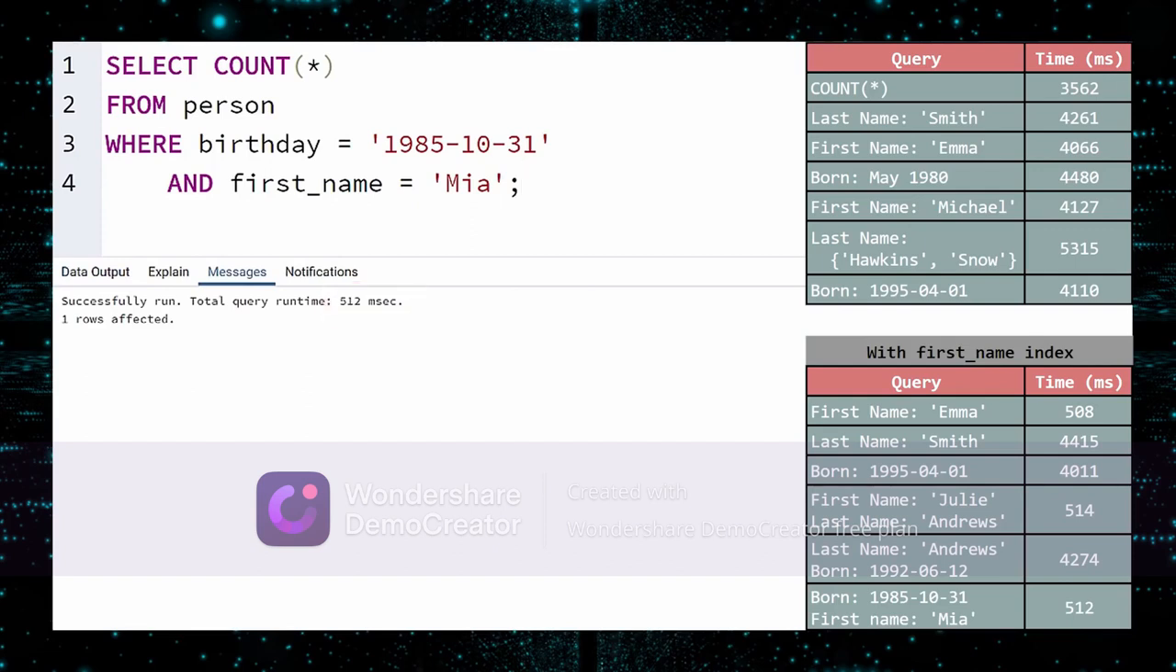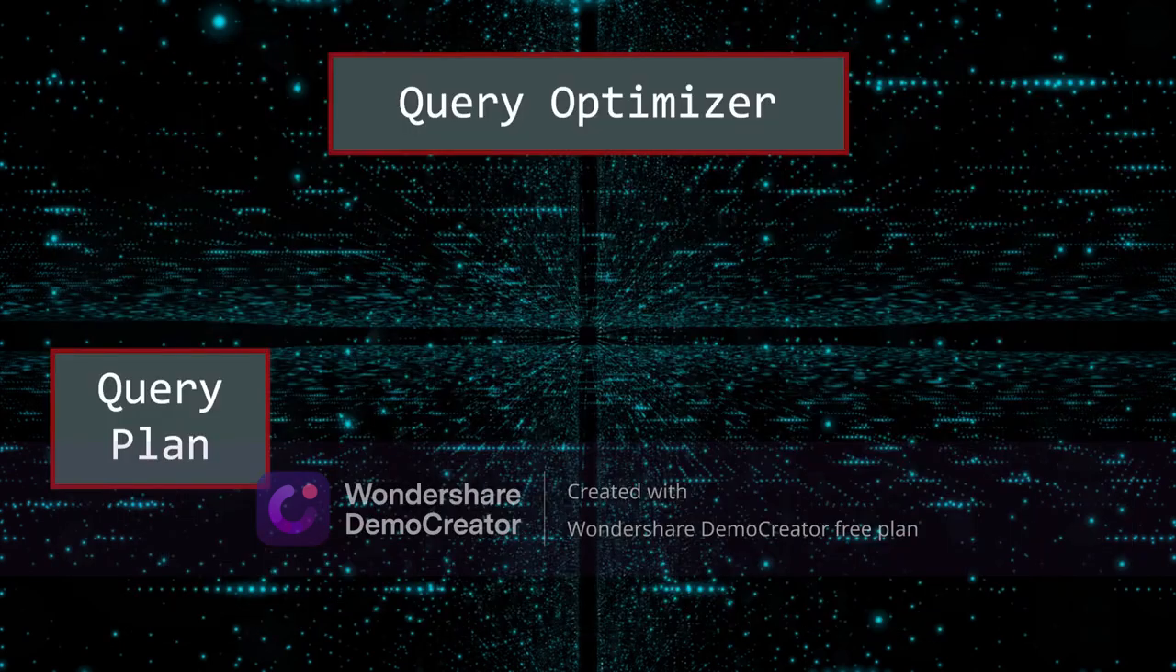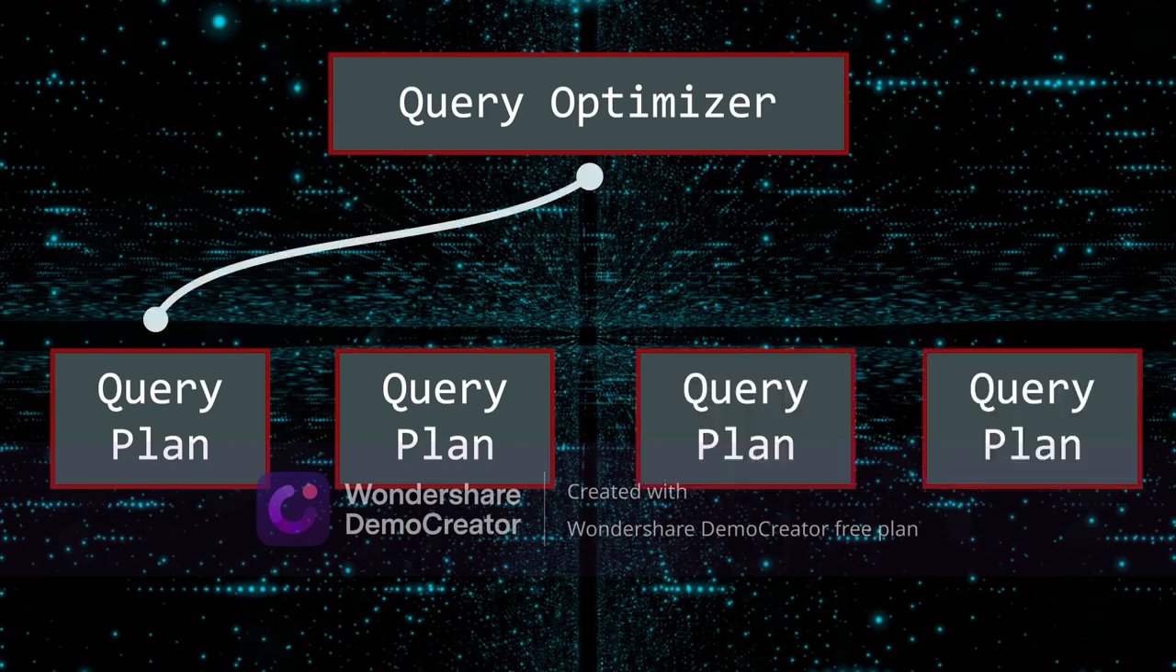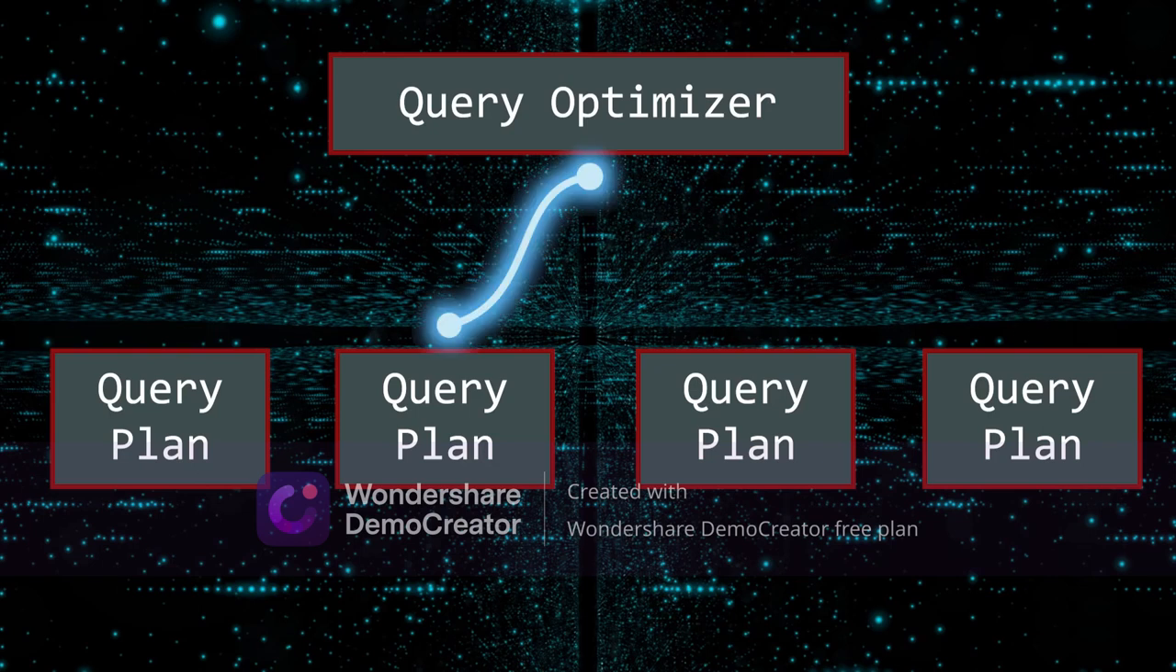But why? Wouldn't the database first scan all rows to find people with a matching birthday and then filter by first name? No! Just because we wrote it in this order does not mean the database will do its work in that order. The database considers all possible ways to execute your query, then chooses the optimal path. We call each possibility a query plan, and the query optimizer picks what it thinks is best.